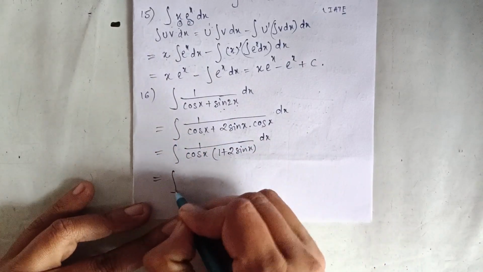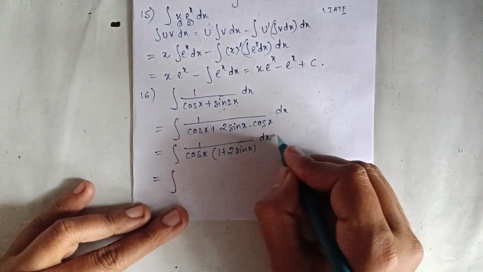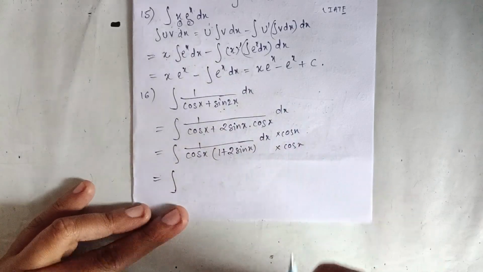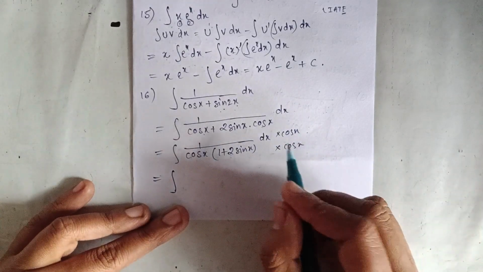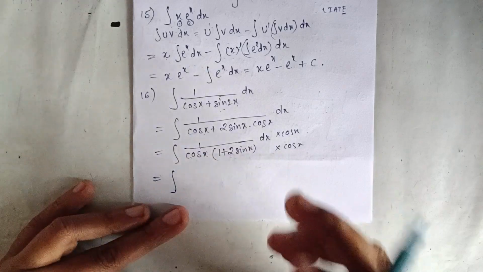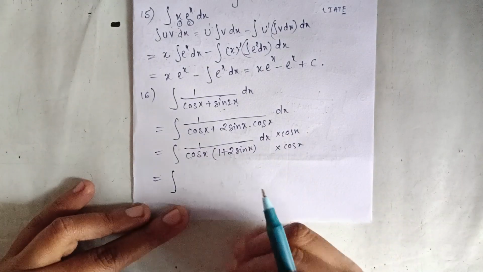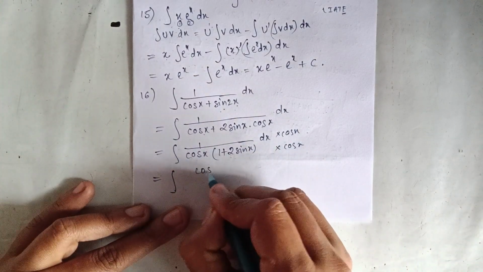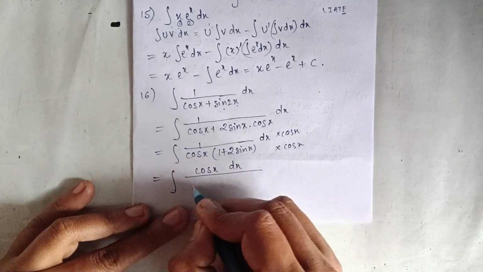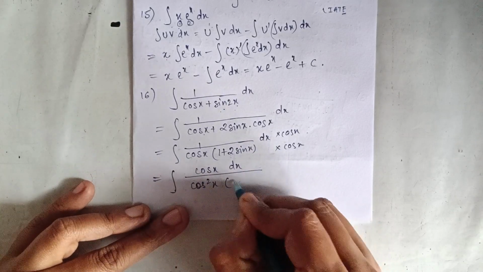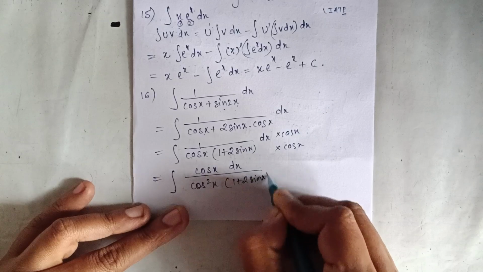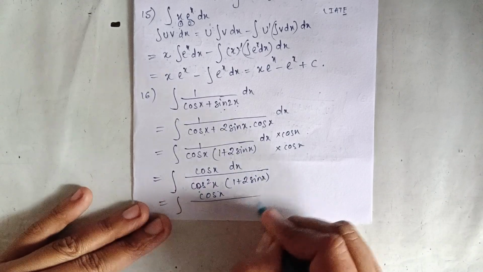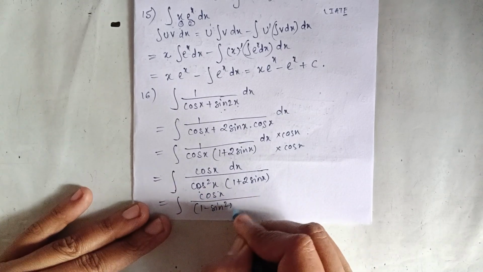Now you have to multiply by cos of x in the numerator and in the denominator. Okay, this we are doing to get a certain denominator such that we can integrate further. Okay, so this is cos of x dx upon cos square x into 1 plus 2 sin x. We can write this cos square x as 1 minus sin square x, correct?